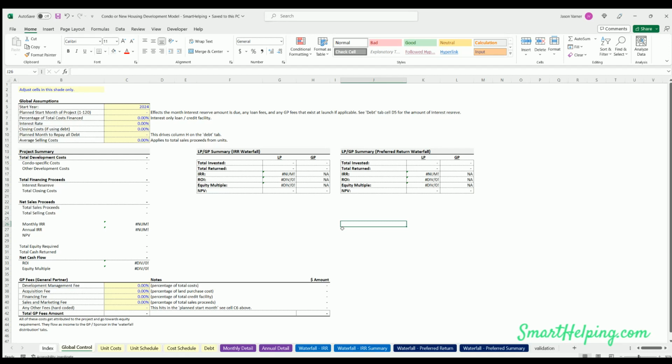It's for new housing or condos development, build and sell, not build and rent. It's a specific model. It's got specific things to meet that need for users who are trying to present to investors or analyze deals themselves or what have you.